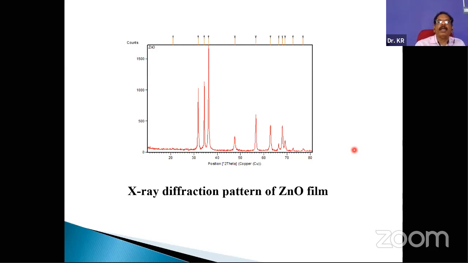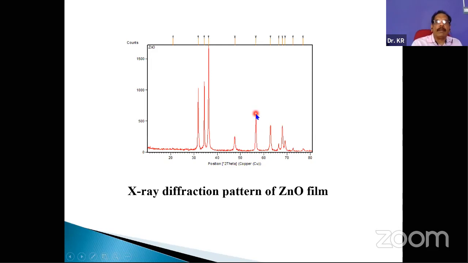To calculate with the Scherrer formula, we have to take the full width at half maximum of the preferential orientation peak. This is the preferential orientation peak, I think of the zinc oxide thin film. The third peak is the preferentially oriented, highest intensity peak. If the peak height is 2000, we have to find the width of the peak at 1000 intensity. That is beta. Theta comes from the x-axis value, which is 2 theta.